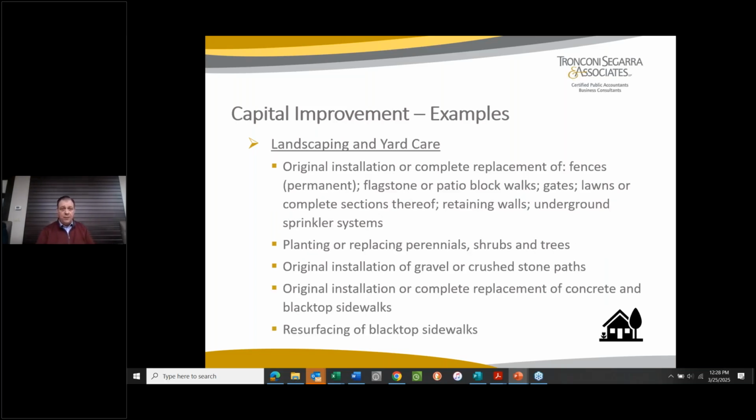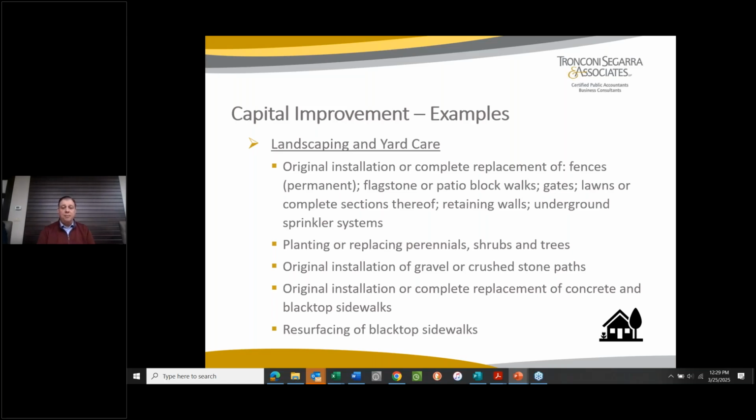Landscaping and yard work is another tricky area. Landscapers are contractors. I think that's one thing I've learned to tell a lot of my clients over the years. You're not a vendor if you're a landscaper. You are a contractor. And the same rules apply to you as to folks who build a house. Any installation of a fence, a permanent fence, patio block walks, gates, lawns, retaining walls, underground sprinkler systems, that's all considered a capital improvement.